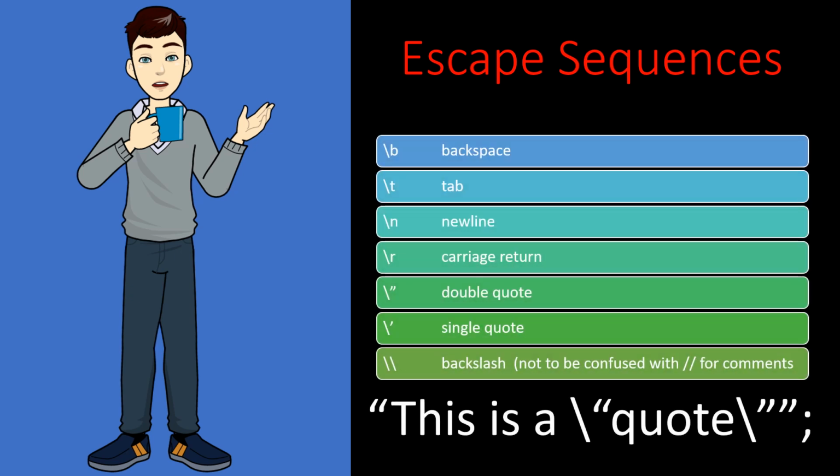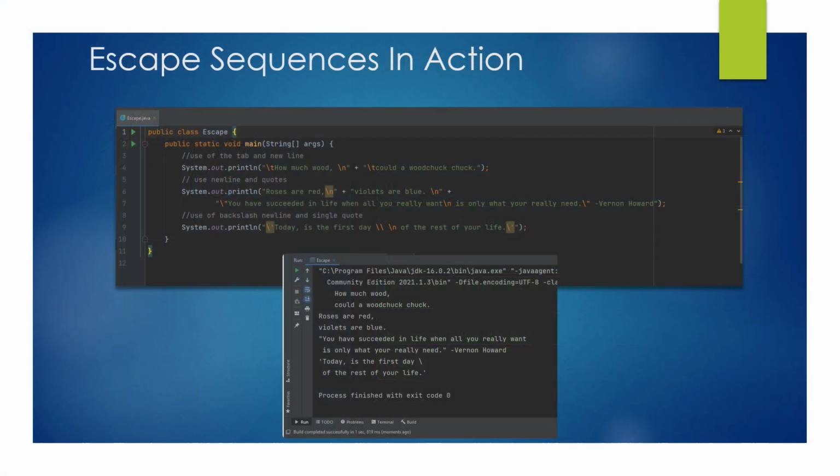So in the case of the quotation marks, if we wanted to add quotes to our string, we would simply add a backslash before the quotation mark. Here is a program called escape, and here you can see how we use the different escape sequences. Now, not all escape sequences may work in your program. Try using some of these sequences to see how they work in your program.